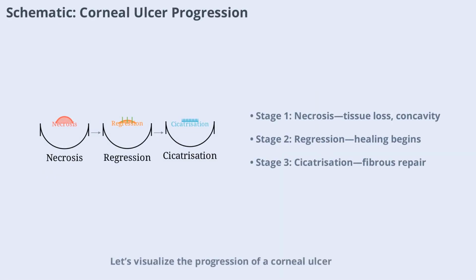Let's visualize the progression of a corneal ulcer. The process begins with necrosis, forming a concave defect in the cornea. As healing starts, the ulcer regresses, and finally, cicatrization occurs, where fibrous tissue forms to repair the area. Each stage has distinct clinical features and implications for treatment.